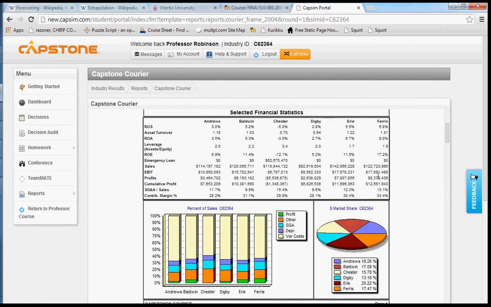And right away, you can observe that there are some pretty significant differences between the teams. Some teams have much larger sales, for example, than others, and some companies have a better profit structure and greater accumulated profits. This first screen highlights important financial metrics that are relevant to assessing the performance of your business.